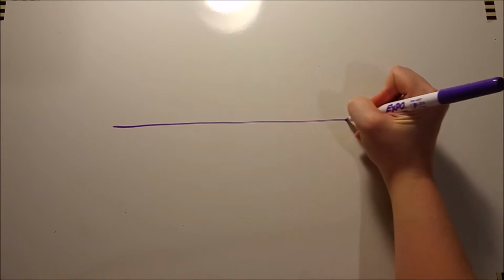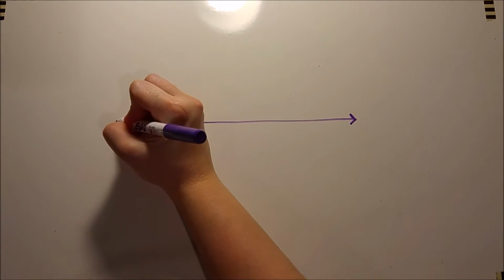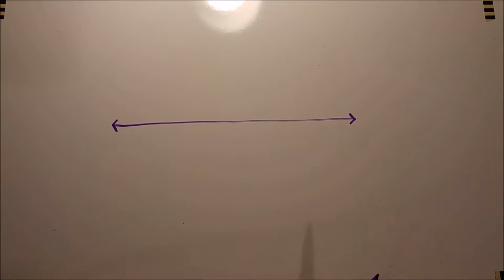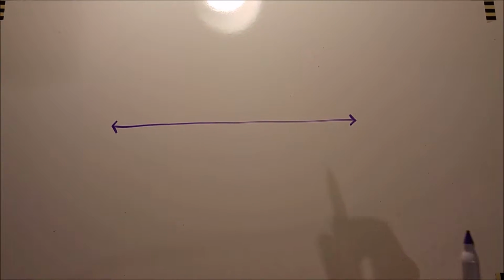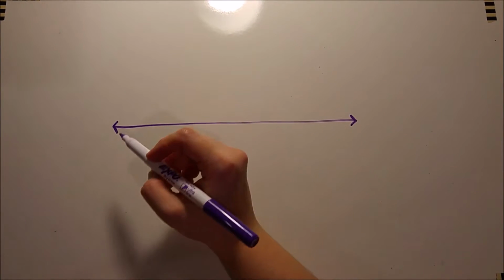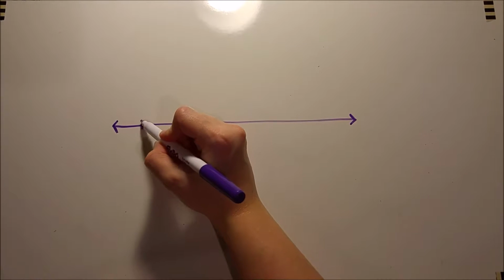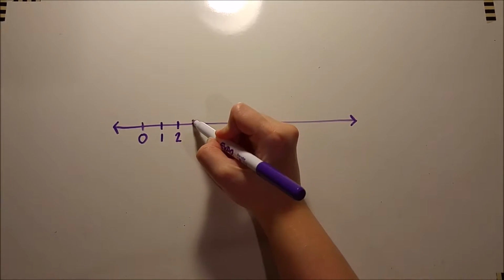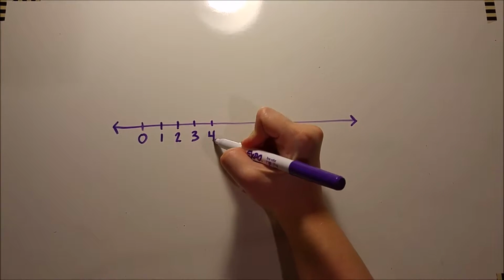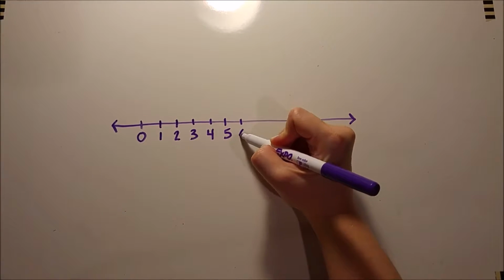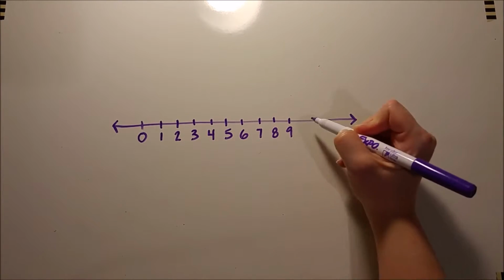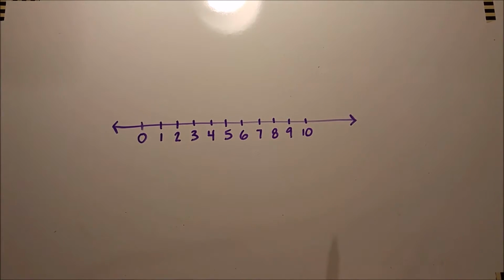So let's draw a line. It has arrows because it'll go forever in each direction. There are an infinite number of numbers. So let's make this number line show the section of numbers from 0 to 10. 0, 1, and we just count up. 2, 3, 4, 5, 6, 7, 8, 9, and 10.